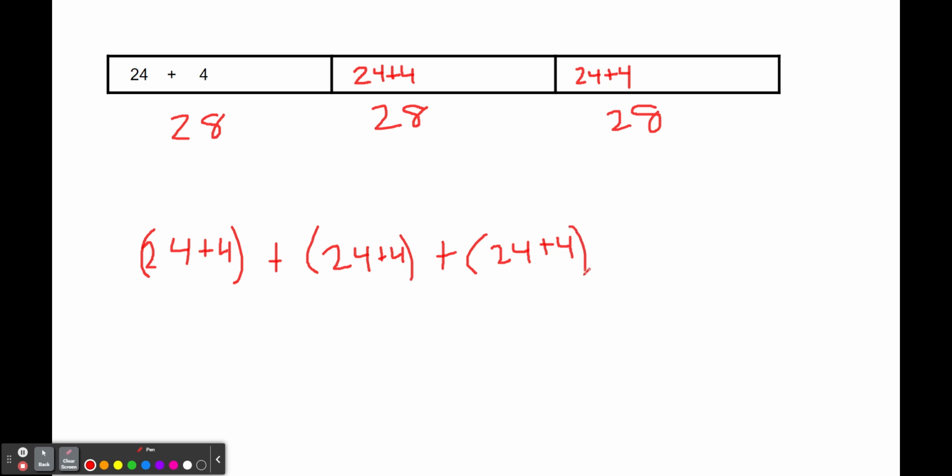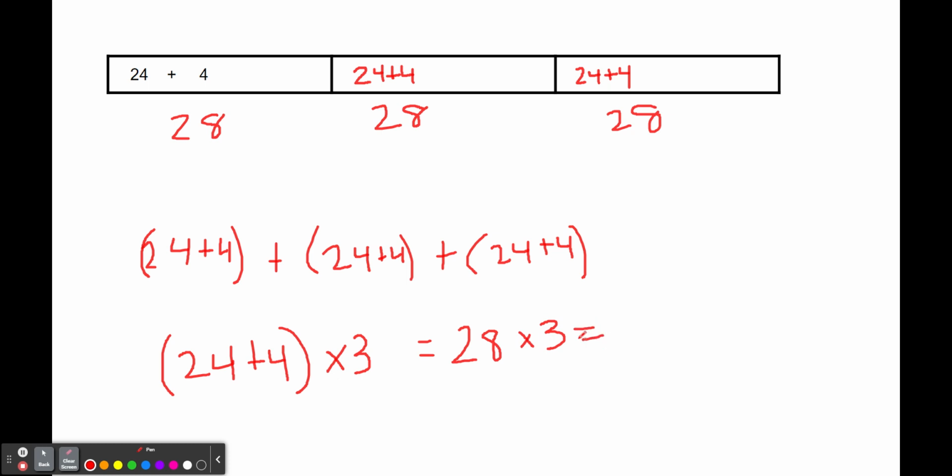Now, I could leave it like this, or I can also turn this into a multiplication sentence. So if I know that I have 24 plus 4 in one box, and I have 3 copies of that, so I'm going to multiply that by 3. So if I take 24 plus 4, that's going to be the same as saying I have 28, because I'm going to go ahead and do whatever's in the middle or in the parentheses first. And then I'm going to multiply that by 3.